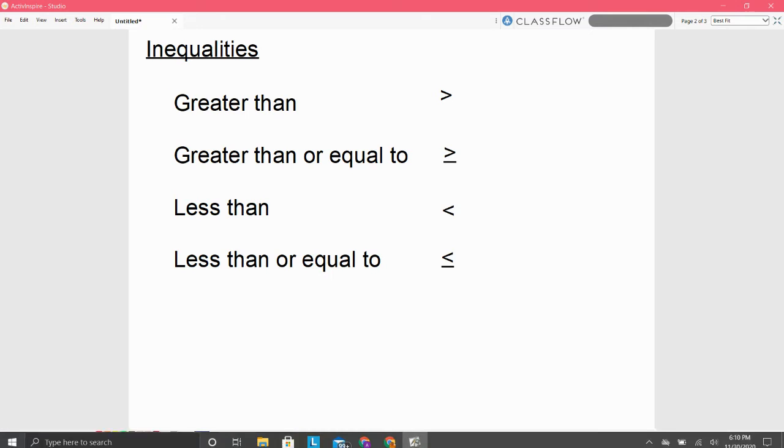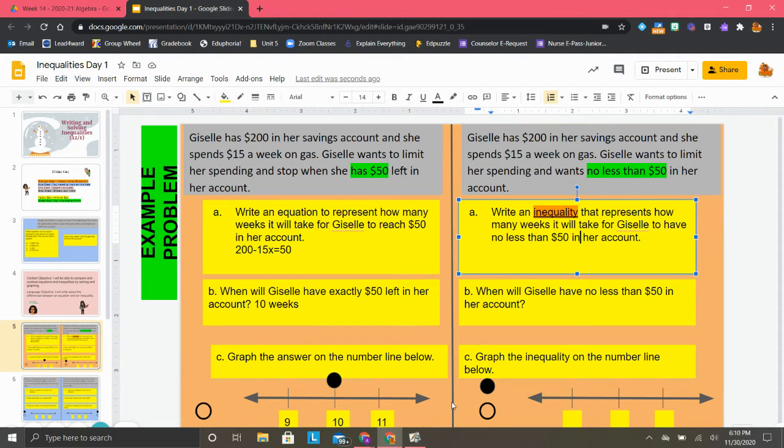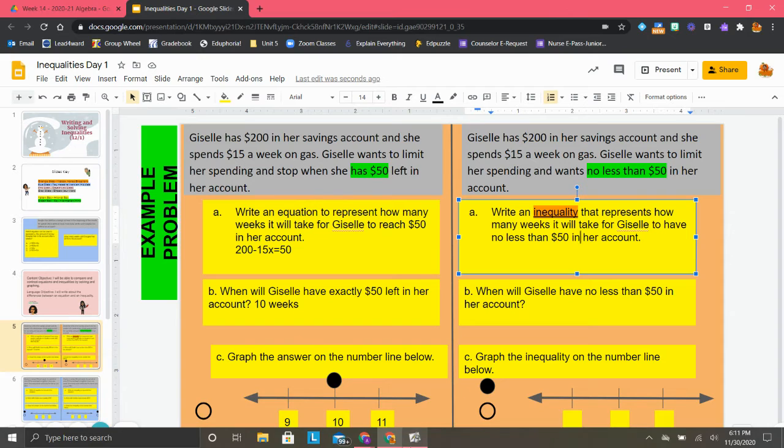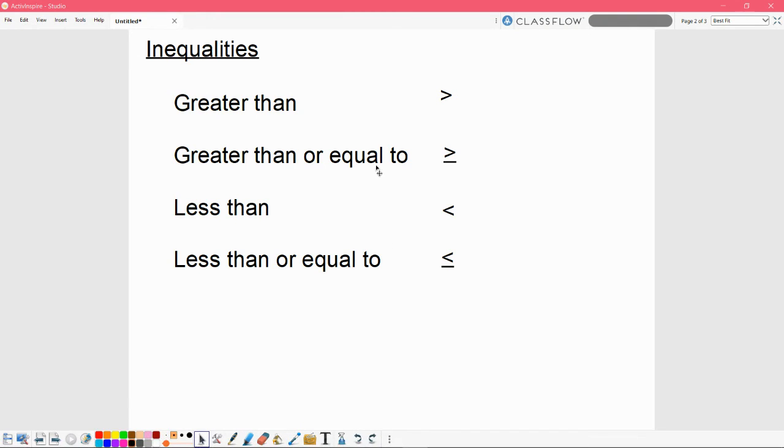So let's look at what we have in our problem here. It says she wants no less than $50. So let's think. If she wants nothing less than $50, does that mean she wants more than 50? Or does she want less than 50? She definitely wants more than $50 left in that account. So when I go back and I look at my inequalities, which symbol represents more than 50? Probably going to be something in the greater than.